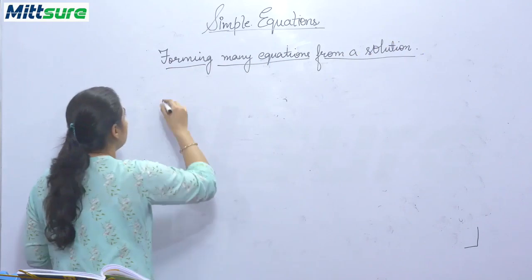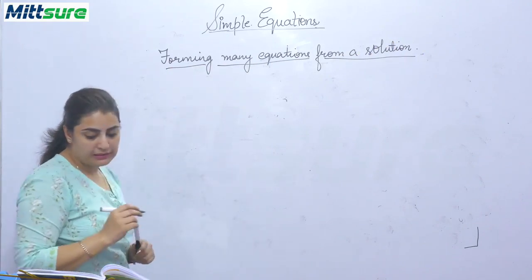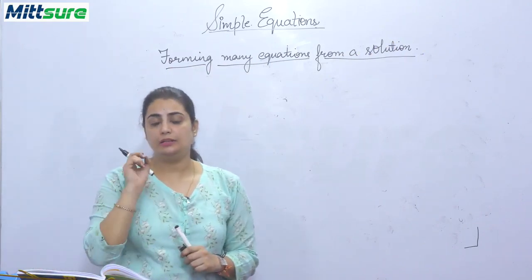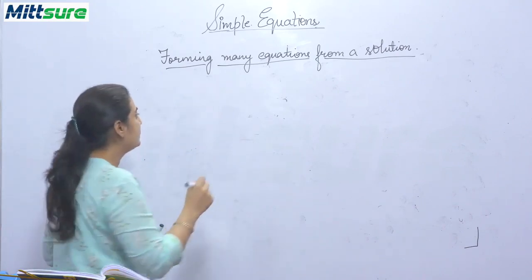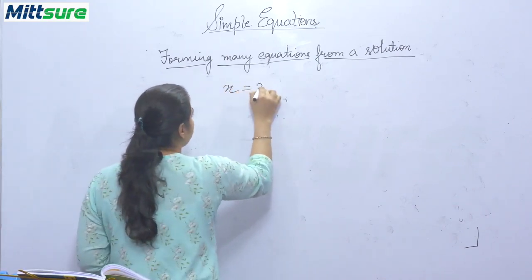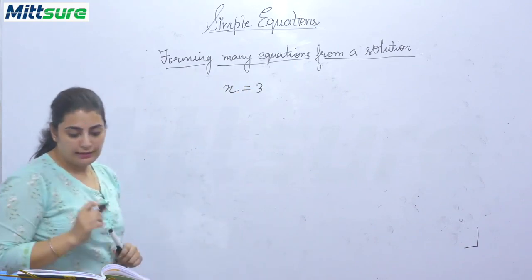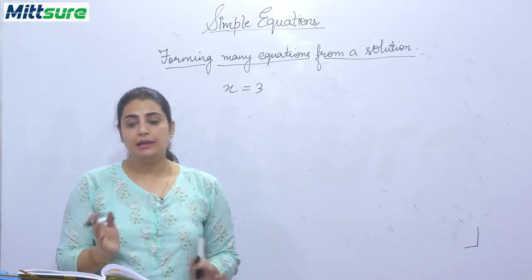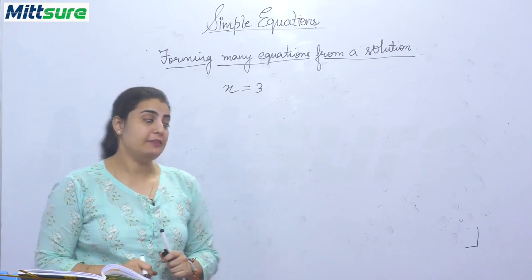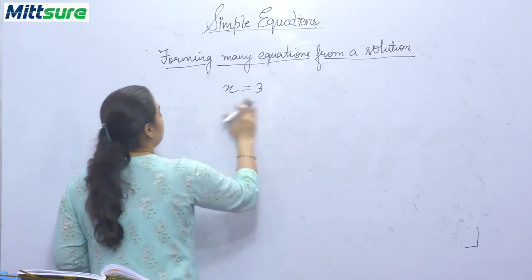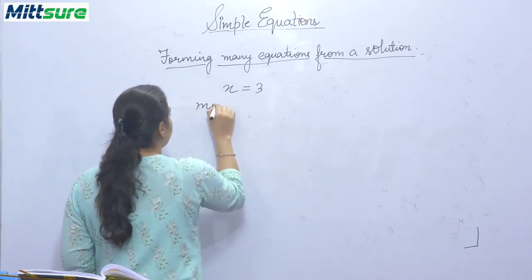Now see, whenever you have been given, suppose I have been given that the value of x is equal to 3, right? Now I will multiply both the sides by 5.